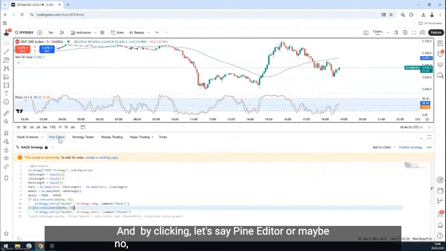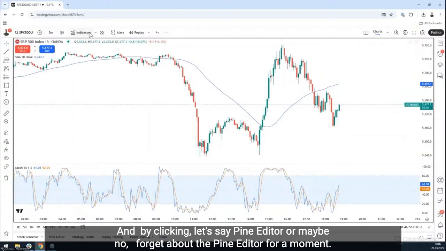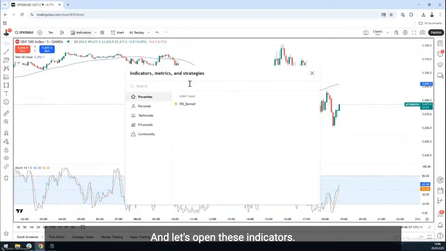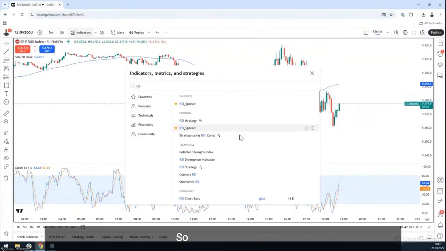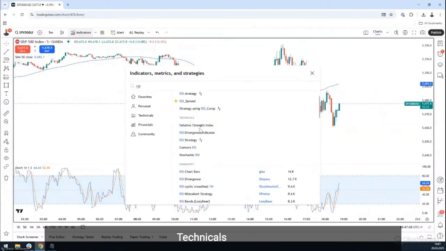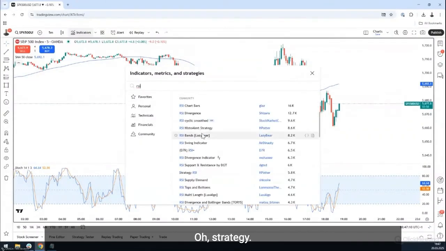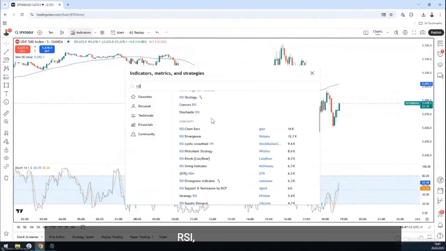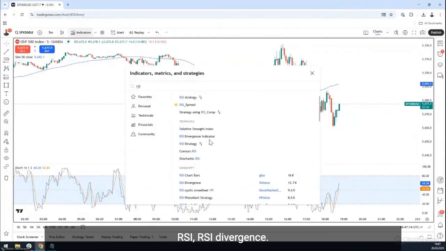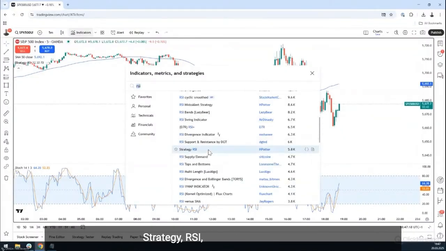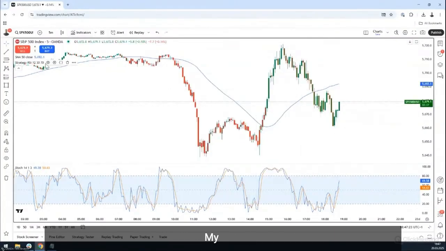For example, I will close this position that I have open, and by clicking, let's say, Pine Editor, or maybe no, forget about the Pine Editor for a moment, and let's open these indicators. And we were talking about some kind of strategy. So let's say strategy, you're using RSI, okay, technicals, strategy RSI divergence. We have the strategy RSI. Oh, sorry, my bad, I clicked the wrong one.